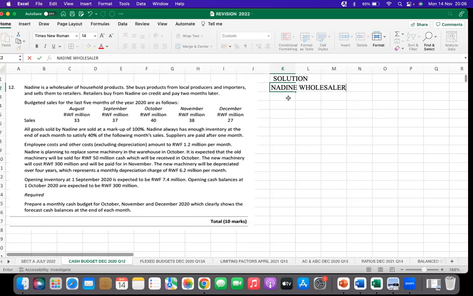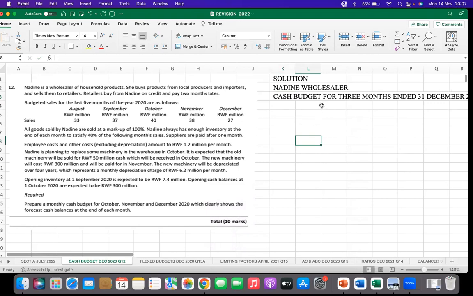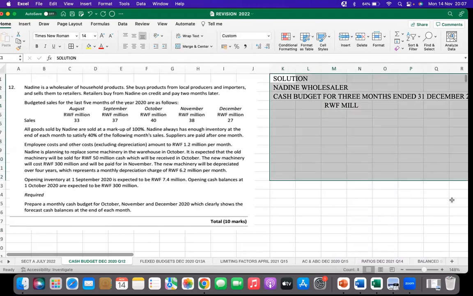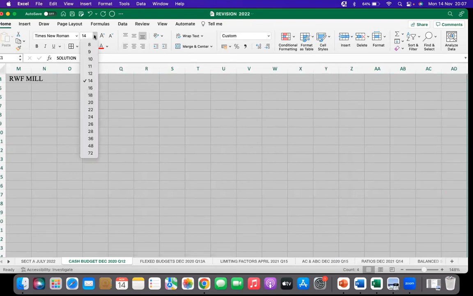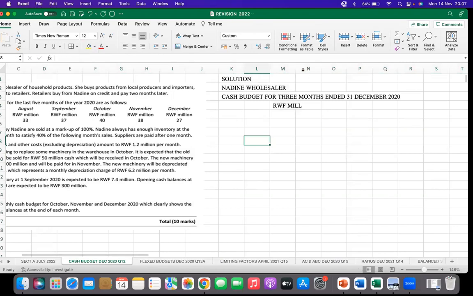Wholesaler. Cash Budget for 3 months ended 31st December 2020. Now, we want to work in millions. So we want to work in millions.